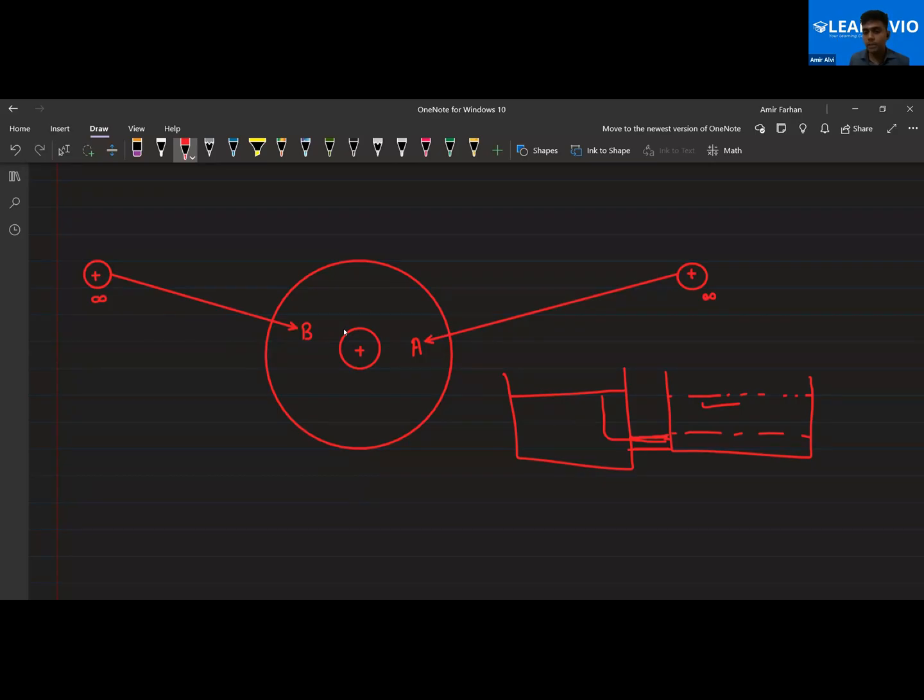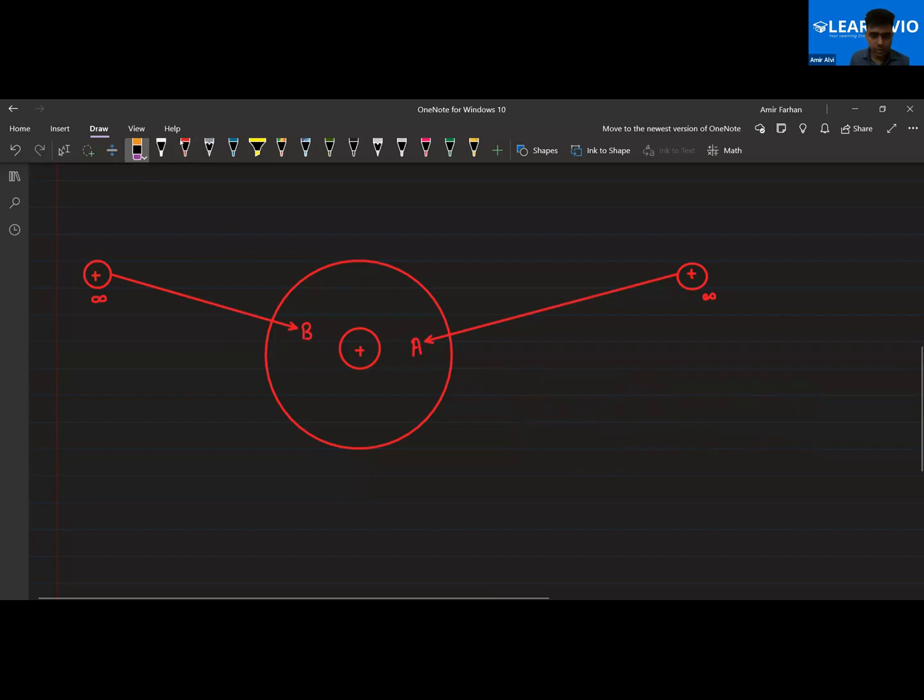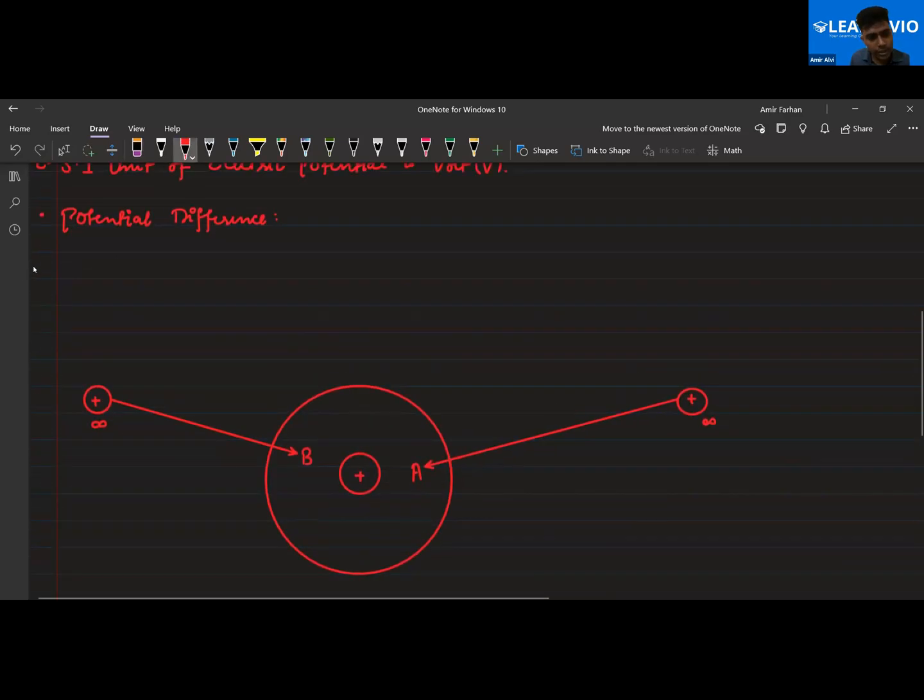Okay, so this is for the explanation. I'll explain this thing as well in the question. Let's write down the definition. There are more characteristics of potential difference as compared to electric potential.